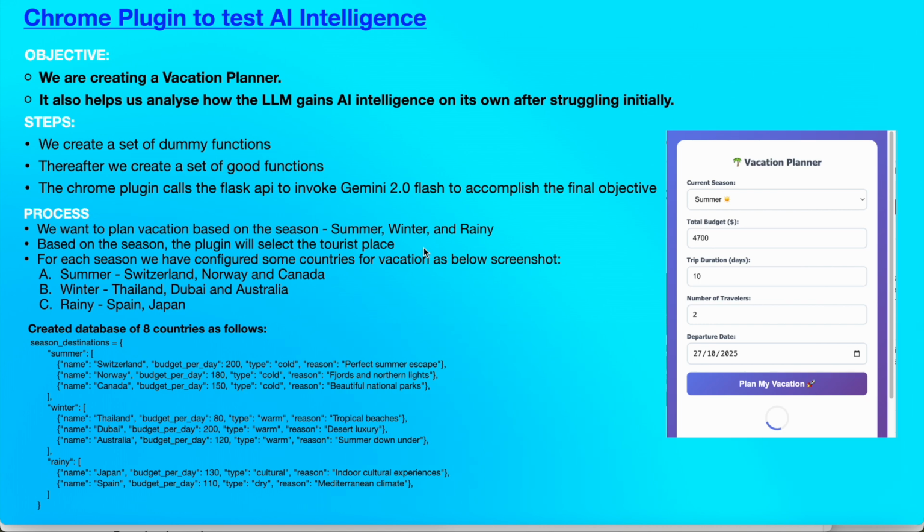The Chrome plugin will call the Flask API on my system and invoke the Gemini 2.0 Flash to accomplish the final objective. On the right side we can see the UI. Herein we can select the season, the budget required, the trip duration, and the date on which we want to depart. Accordingly, it will tell that for the summer season, these are the places.